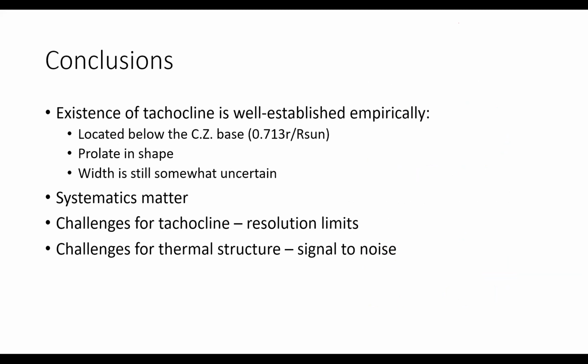Oh, well, I'm going a little faster than I meant to. The existence of the tachocline is empirically well established. We know roughly where it is and the relation it has in depth to the base of the convection zone. We believe that it's prolate in shape, although that's somewhat less certain, and the width is fairly data, model and analysis technique dependent, so there is still work to do there.